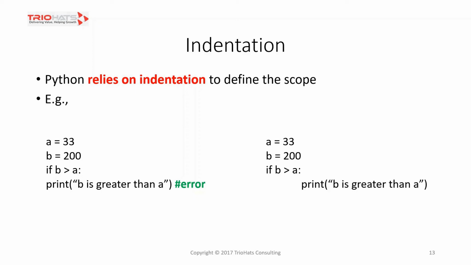We'll talk more about indentation here. As I've told you, Python relies on indentation to define a scope. These are two general examples where I'll show you how, if you don't use indented space, Python will give an error. For example, these are two variables a and b. A has a value of 33 and b has a value of 200. So I want to check the condition if b is greater than a. And in the next line, as you can see, there is no indented space here. So in this case, Python will give an error.